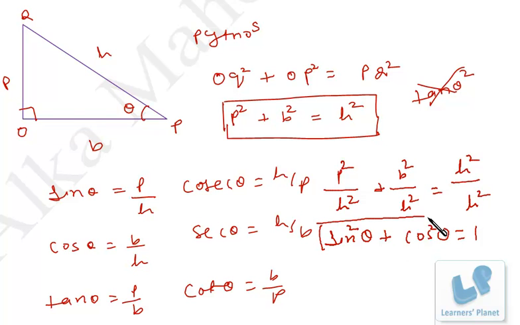This is a very important trigonometric identity, right? So we derived the three relationships. All of them are very important. You must know their derivation, how we are deriving these trigonometric identities by Pythagoras theorem, that you should be knowing, right? So I hope you are clear.